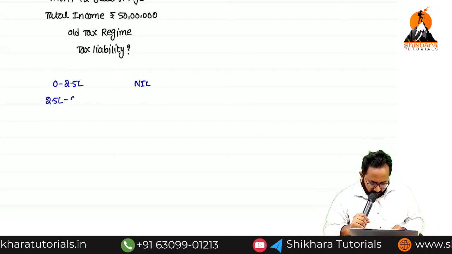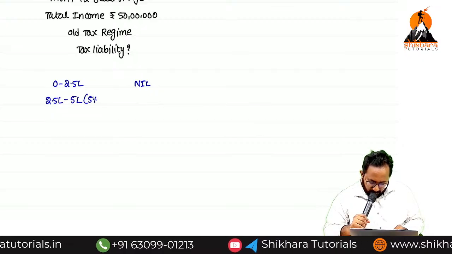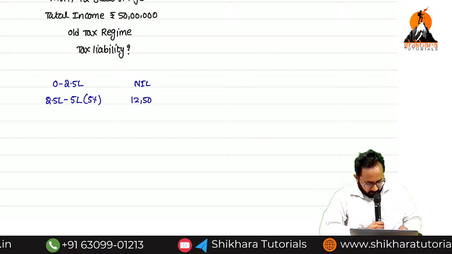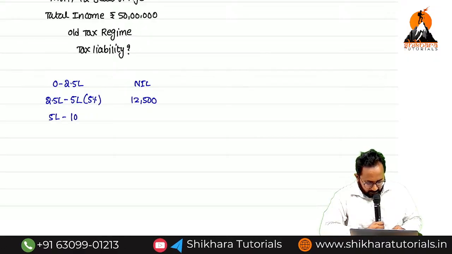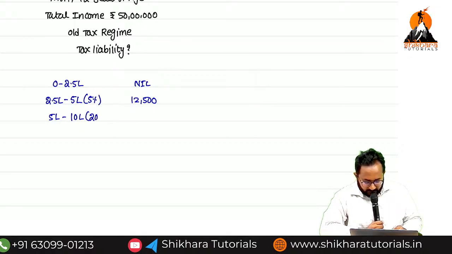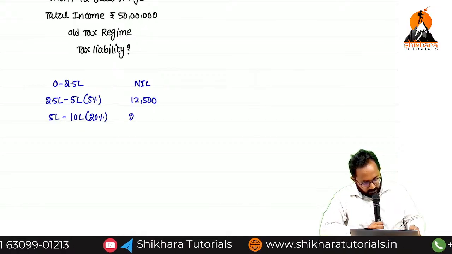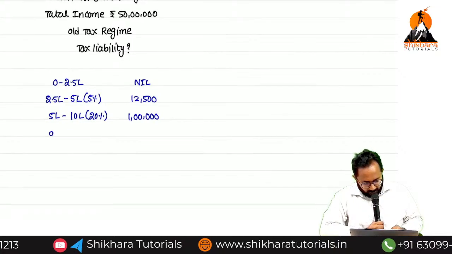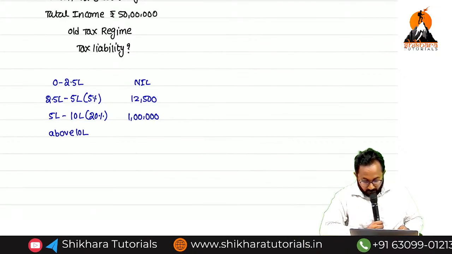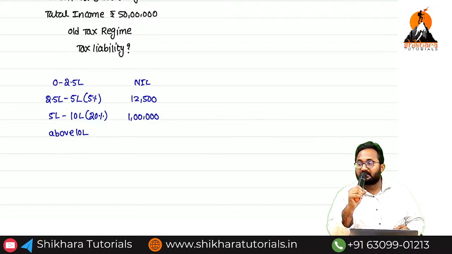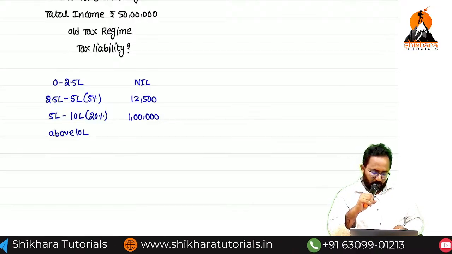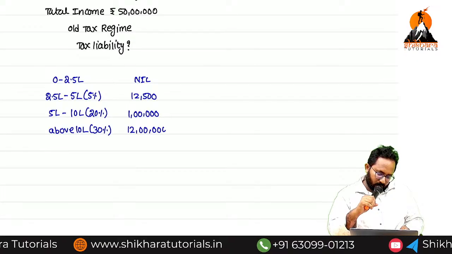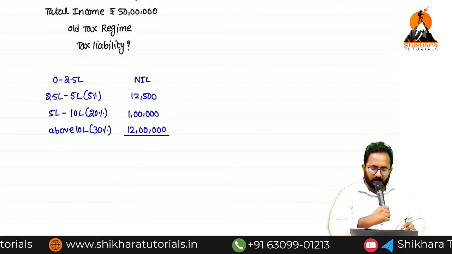2.5 lakh to 5 lakh: what is the rate we are going to apply? 5% on 2,50,000, how much? 12,500. Next, 5 lakh to 10 lakh: what is the rate? 20%, that is 1 lakh. Above 10 lakh, how much income do we have? 40 lakh. 40 lakh at what rate? 30%, that is 12 lakh. Am I correct?